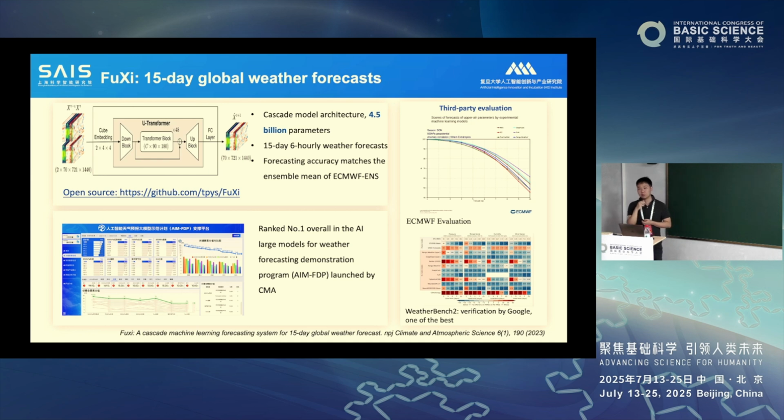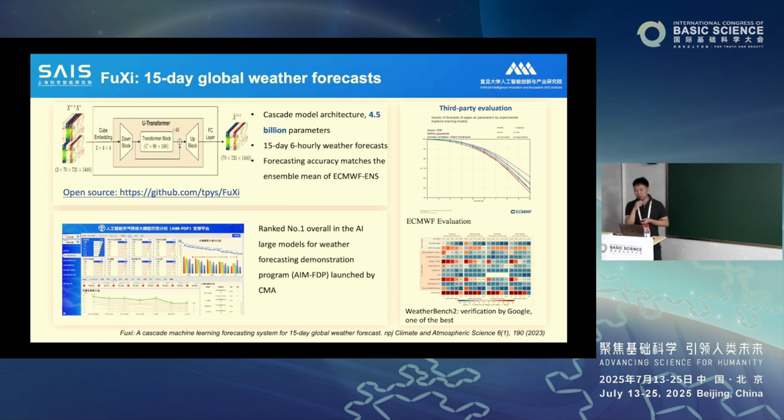In terms of model structure, it is a cascaded model architecture. It's not only one model; it actually consists of three models optimized for three different forecast windows: 0 to 5 days, 5 to 10 days, and 10 to 15 days.